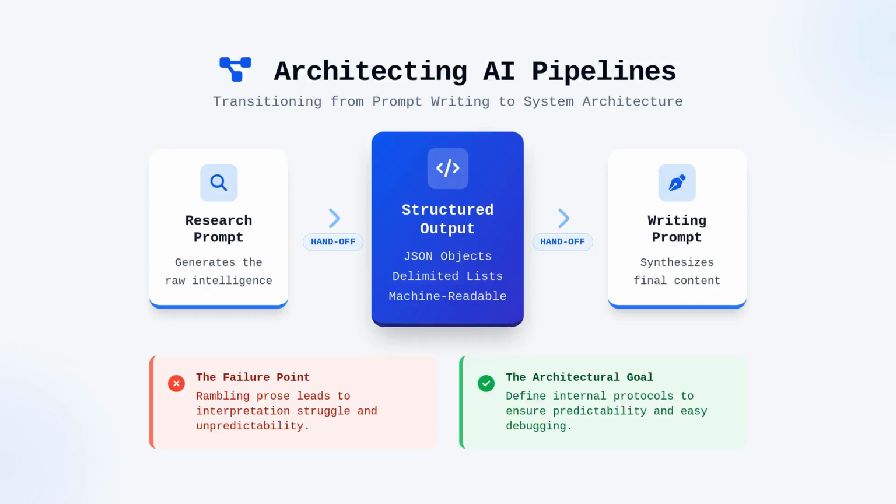Once you have defined these handoff standards, the system becomes significantly more predictable and, more importantly, easier to debug when the output deviates from your expectations. This is where we shift from being mere prompt writers to being system architects for generative AI.